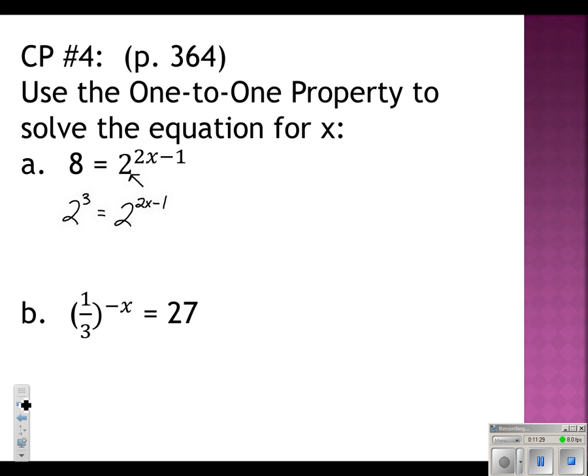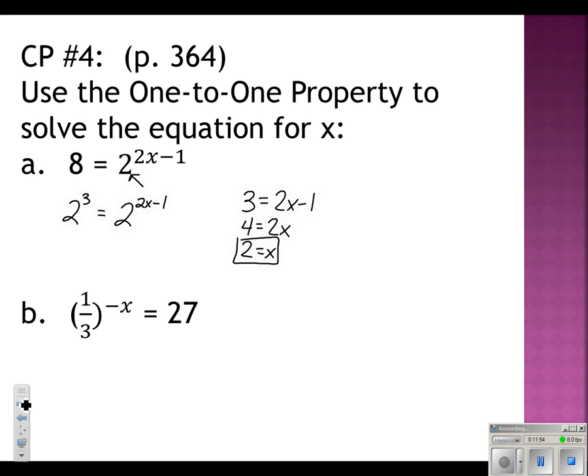Now we bring into play that one-to-one property from the previous slide. The bases of these two exponents are both 2, which means the powers have to be equal. So 3 has to equal 2x minus 1. Solving my equation, I get a value of 2 for x from this problem.